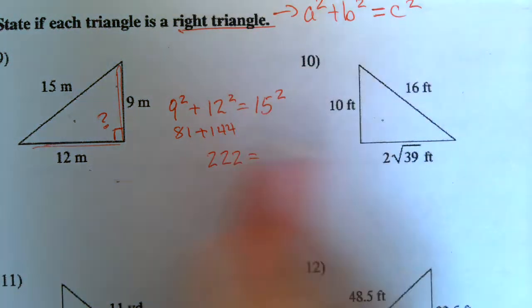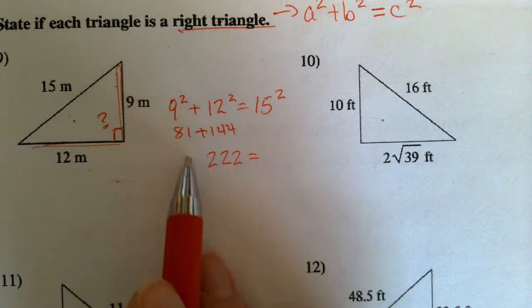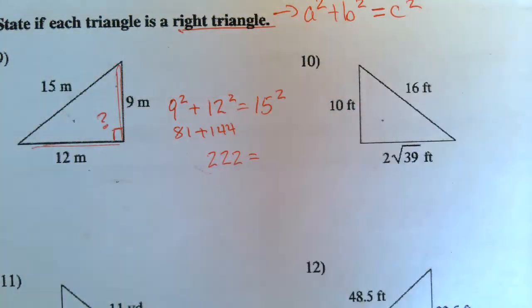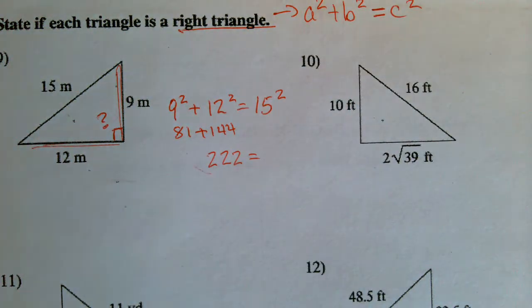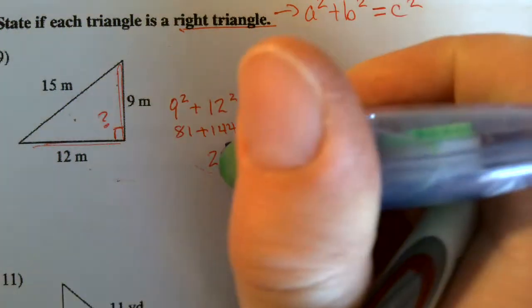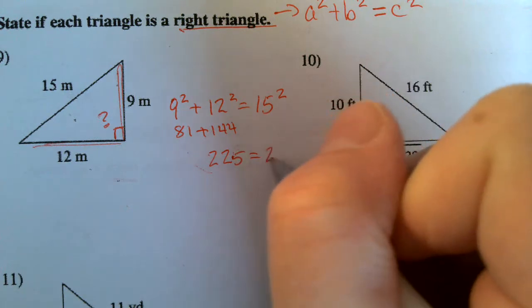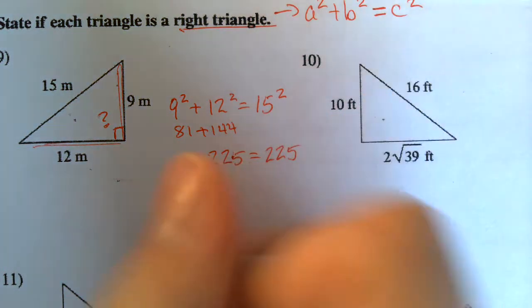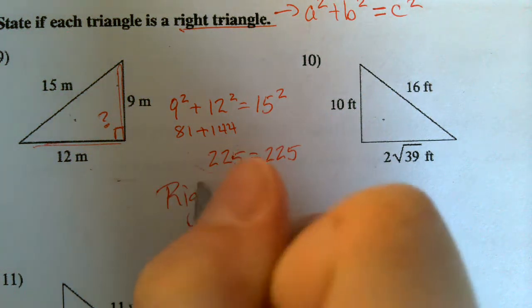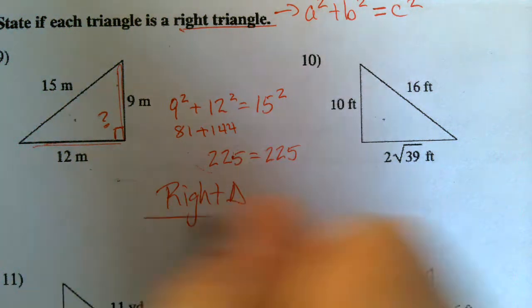225. So I want to see your original setup. You can then jump to that. No one wants to tell me that I wrote 222. All right, 225. And guess what 15 squared is? 225. So this is a right triangle.